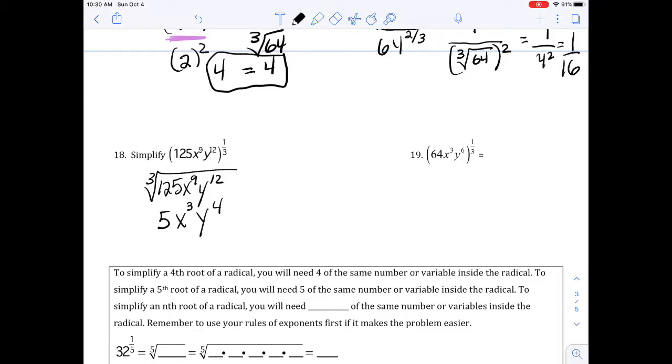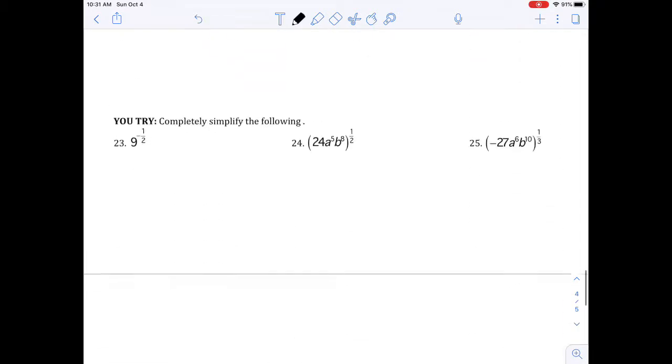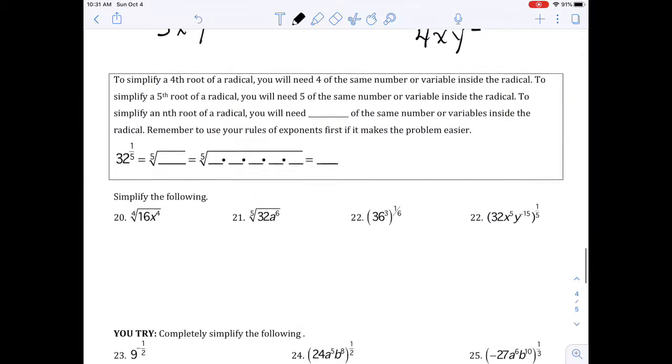So rewriting it as a radical means you're just using the rules of simplifying that we did at the beginning of these notes. Cube root here of 64, x cubed y to the 6th. Cube root of 64 is 4. Cube root of x cubed is x. And the cube root of y to the 6th is y squared. Again, normal simplifying.